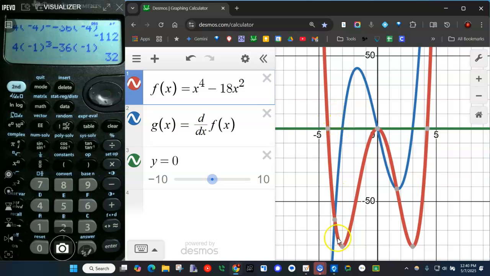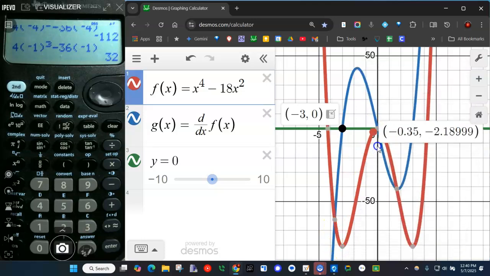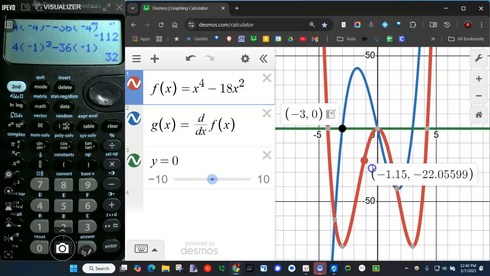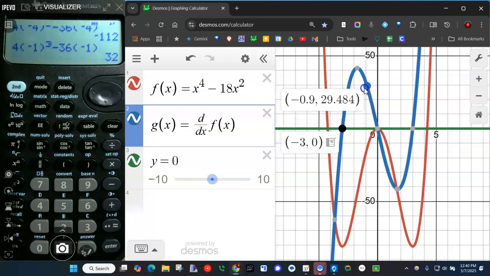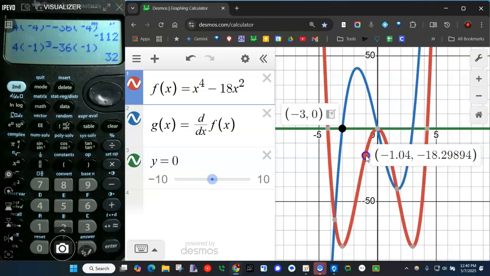As we expect, as soon as we hit 3, these are all positive slopes, and that's why down here it's increasing. All that's increasing from negative 3 to 0. And we checked what, negative 1? Right there. So technically at negative 1, the slope is 32. Right, so right at this point, it has a tangent line with a slope of 32.